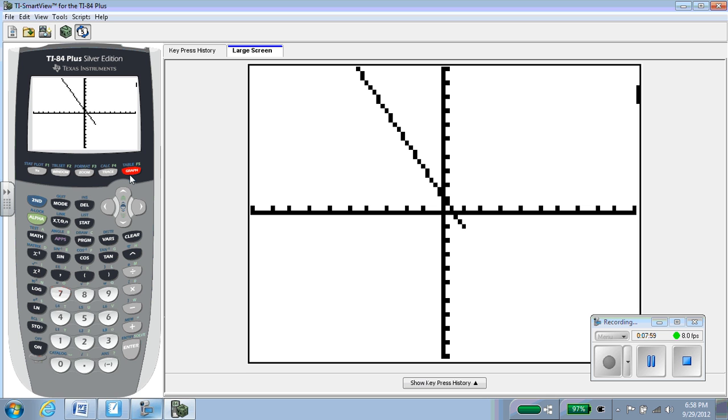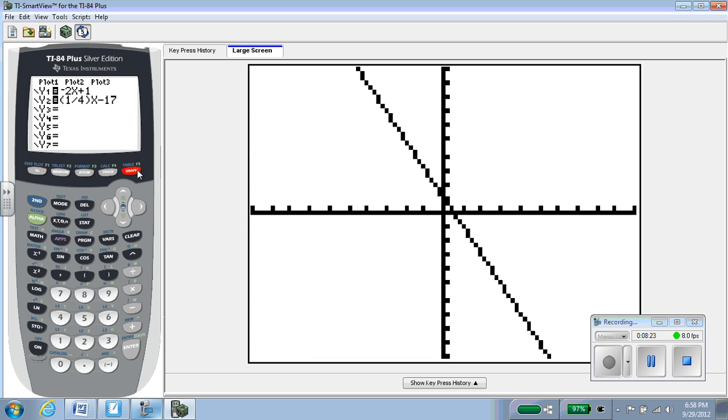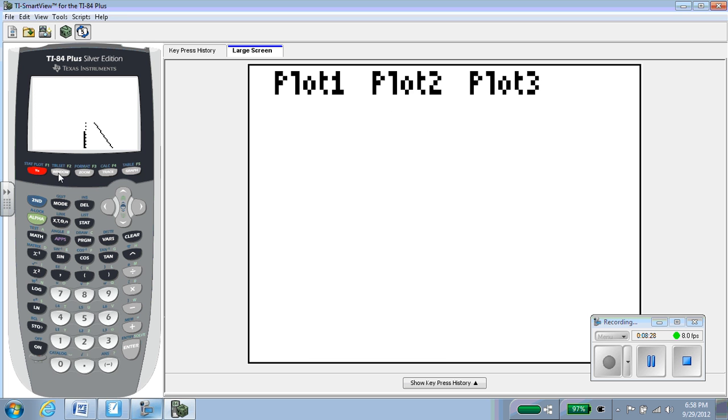Graph. Something appears to be wrong. I don't have 2 equations on my screen. Check for typos. No. Okay, so if there are no typos, something went wrong. Well, let's look at these equations.